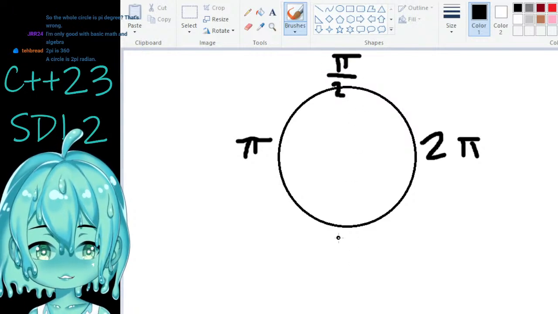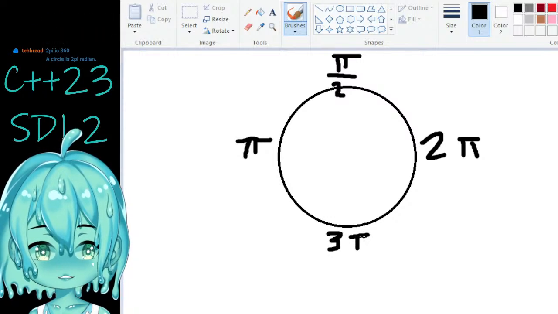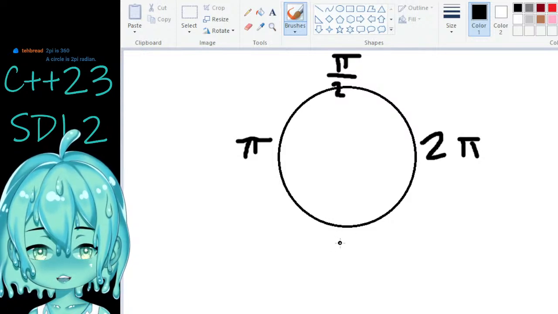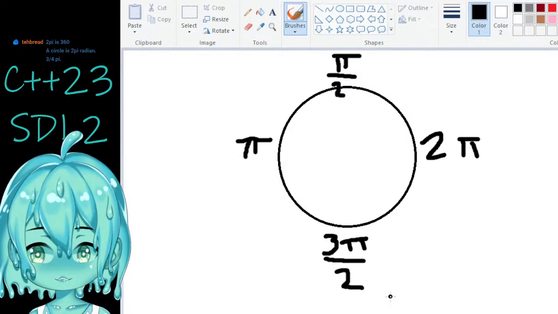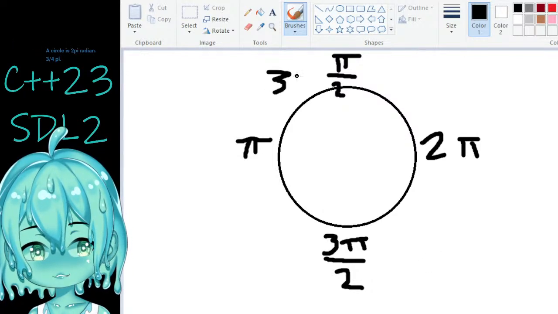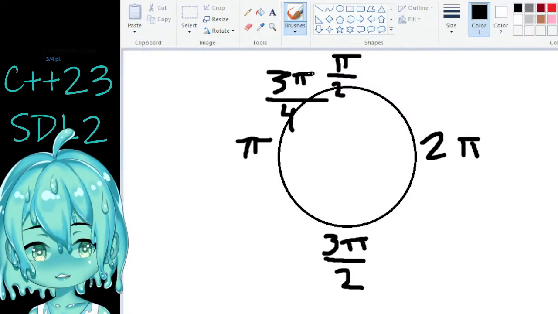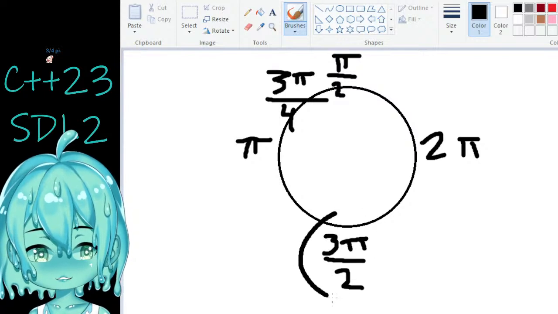Pi divided by 2. And then, 3/4 pi. No, this isn't 3/4 pi. This is 1 and 1/2 pi, but you wouldn't phrase it like that. It would be 3 pi divided by 2. That's how you would phrase that, correct? It is not 3/4 pi. 3/4 pi is like here. Okay, this looks much better to me, thank you. Okay, gotcha. So this is 3 pi divided by 2.